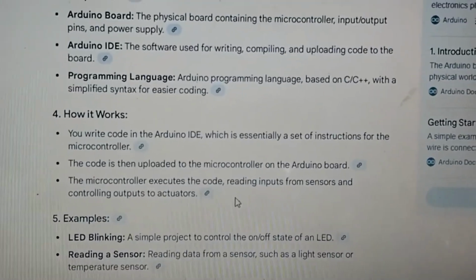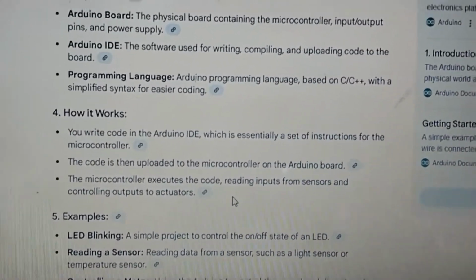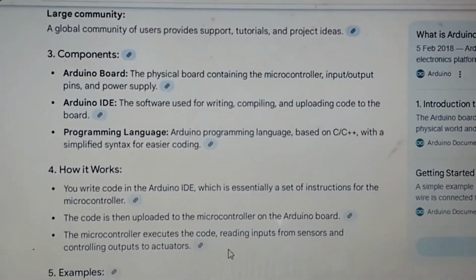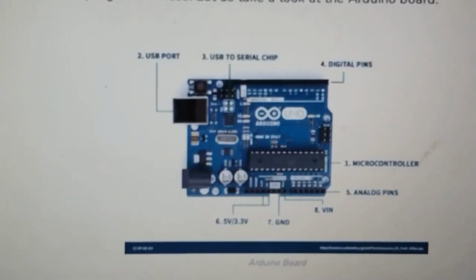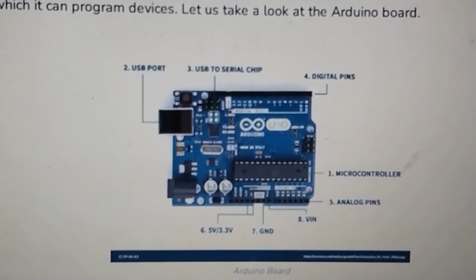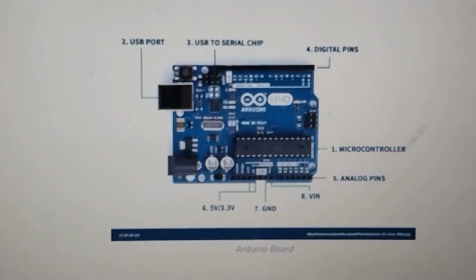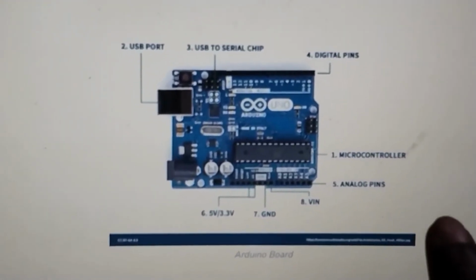Examples are LED blinking, reading a sensor, and controlling motors. These are all things Arduino performs. Look at the Arduino board. This is the Arduino board. It contains several components. The first one is the microcontroller, the long one here.